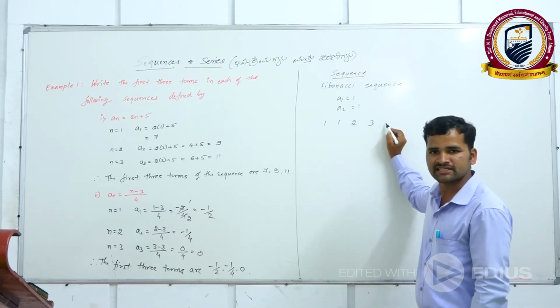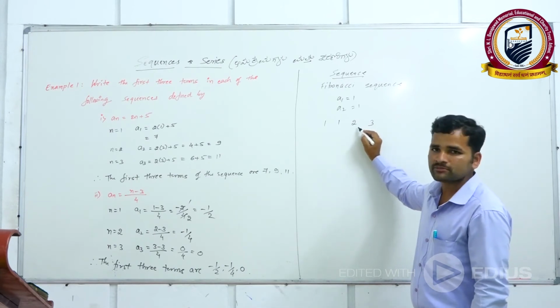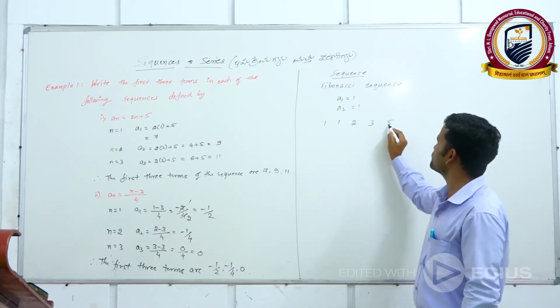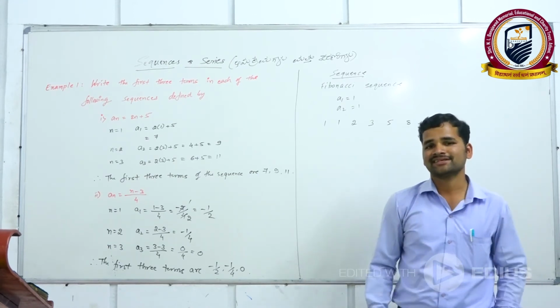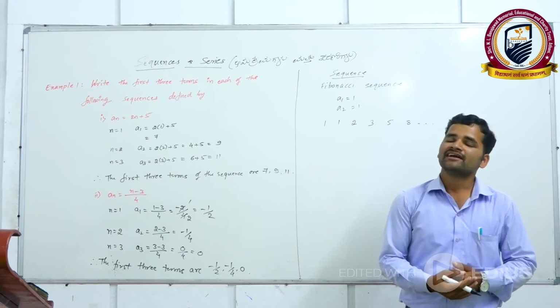Next, this term will be the sum of the previous two terms. 2 plus 3, 5. Now 5 plus 3, 8. This is how it goes. This is a Fibonacci sequence. Again you see there is an arrangement of numbers.